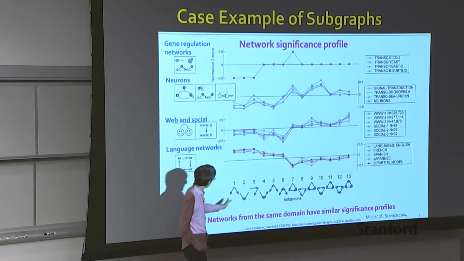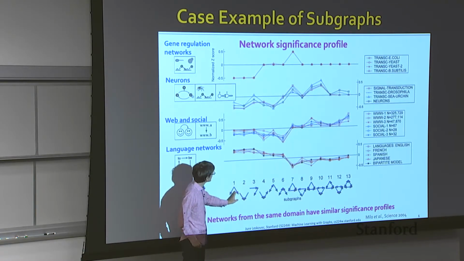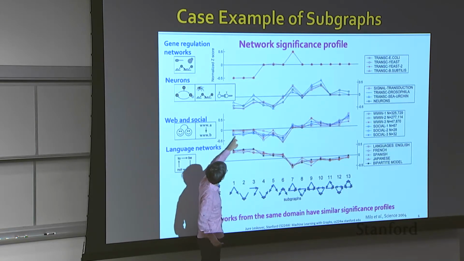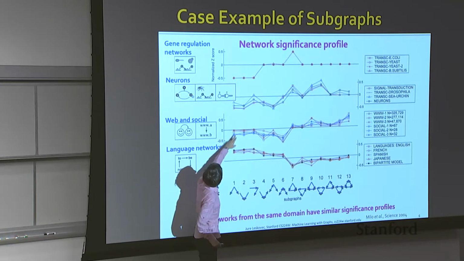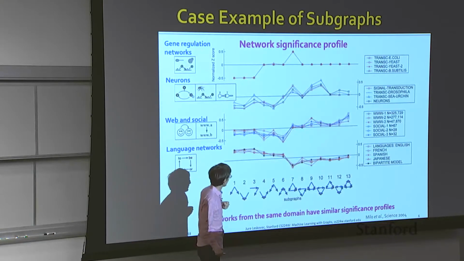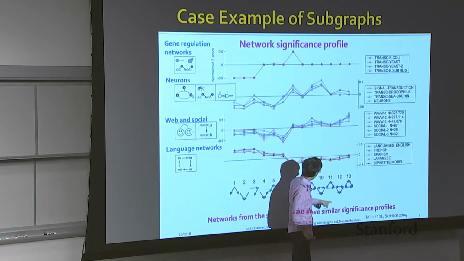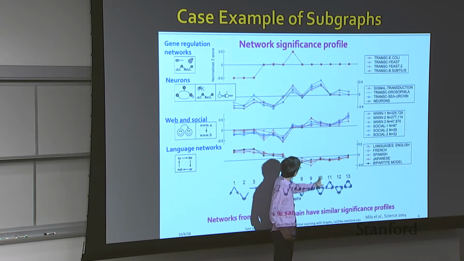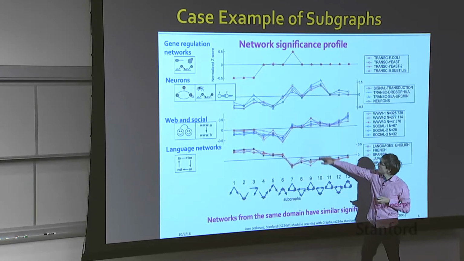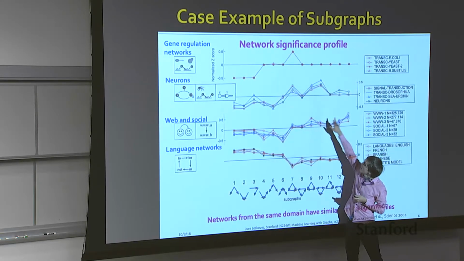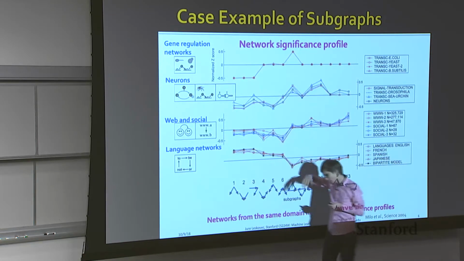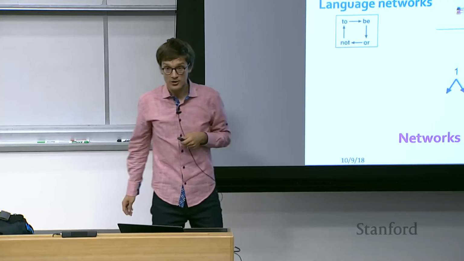So the way to read this would be to say, for this particular substructure, this is overrepresented in language, but it's underrepresented in web and social graphs. It's underrepresented in neural networks, and it's underrepresented in gene regulatory networks, right? While, for example, this type of structure number 10 is slightly underrepresented in language networks, overrepresented in web and social, very significantly overrepresented in neurons, and at 0, which means not underrepresented, in gene regulatory networks.